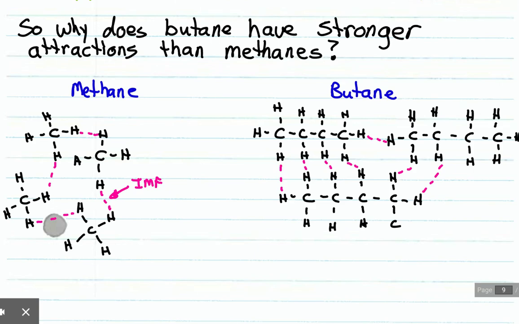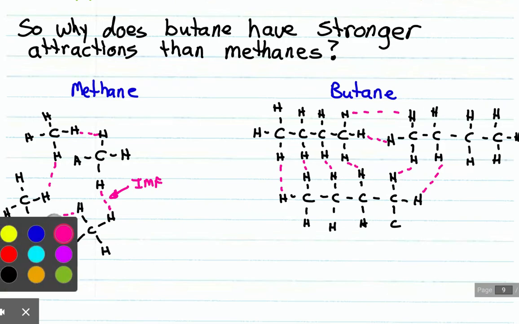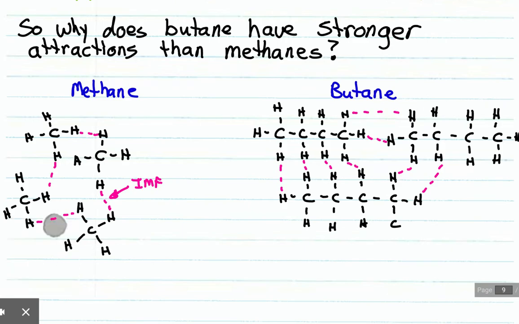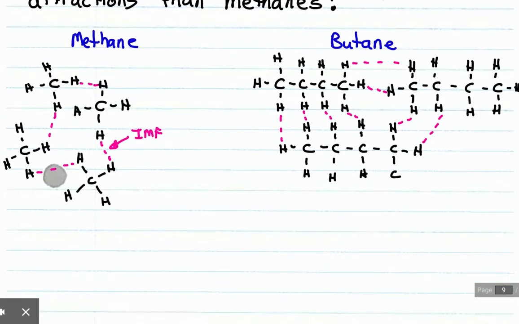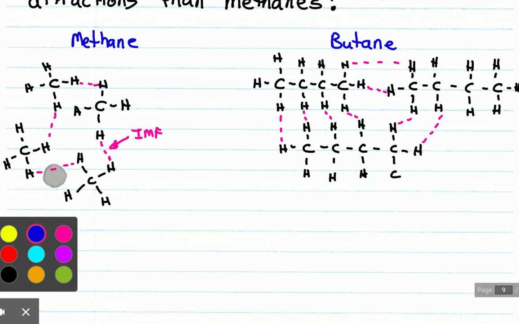Oh, and there could probably be one here too. So the further apart they are, the weaker the attraction, but the attraction is still there. So when we look at what's happening with 3 molecules of methane and 3 molecules of butane, we can see that our butane has more intermolecular forces forming with each other.